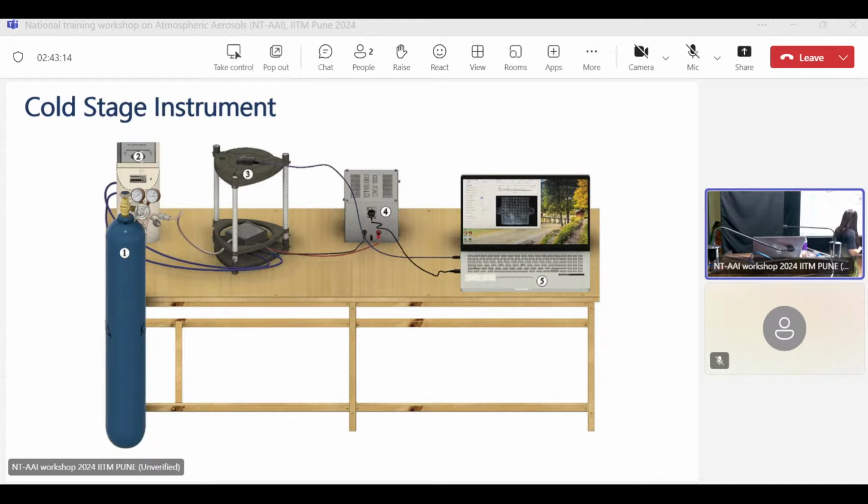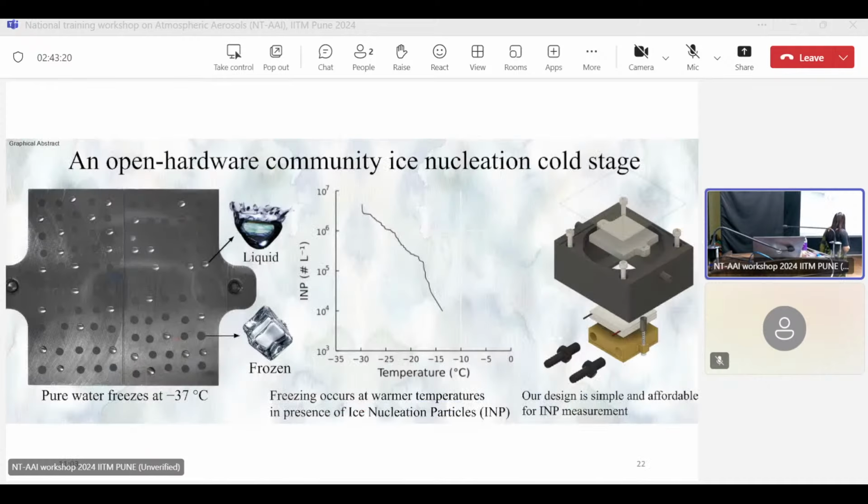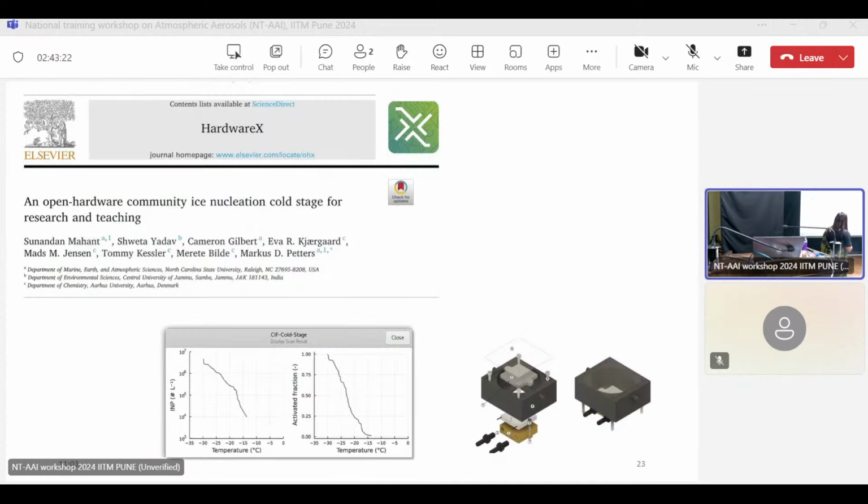So this is the cold stage instrument. You can see it is a very, very simple instrument, and the details of this instrument can be found in our paper. So this is the paper which is called Open Hardware Community Ice Nucleation Cold Stage for Research and Teaching. So in this paper, you will find very minute details. Believe me, if you want to have your own cold stage, you can make it. Of course, you have to discuss with us a little bit.